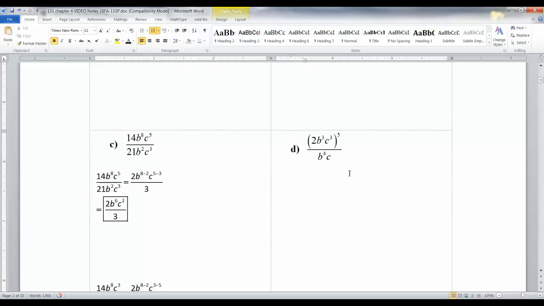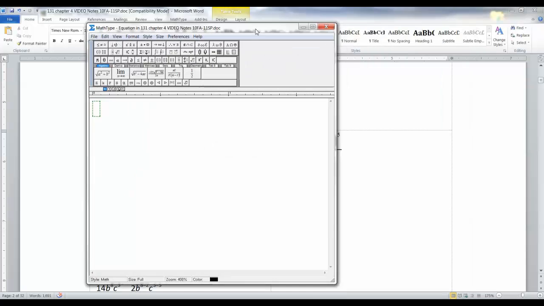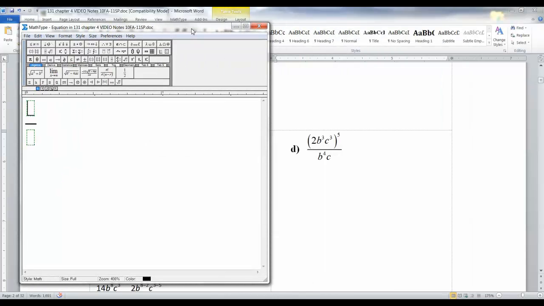All right, last one on this page at least. So you have 2b to the third, c to the third, all to the fifth power. And then you're going to raise it over b to the fourth c. Well, the first thing you're going to have to do, you can't divide. So what some students want to do is say, oh, I have 3 c's up here, 1 c down here, so I'll just divide that and make c squared.